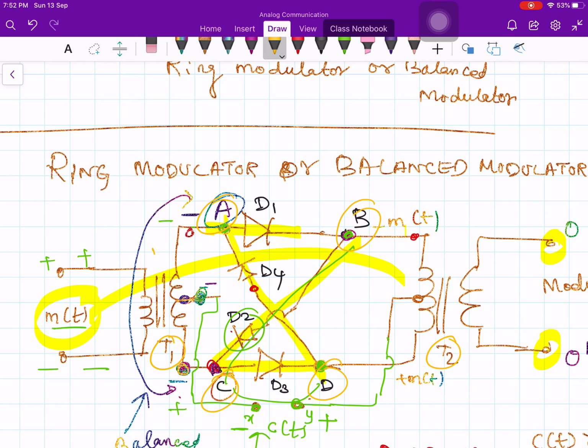And also these diodes should be identical. D1 should be identical with D3, D2 will be identical with D4. If it is ideal, then there is no problem, but if they are not ideal, they should have more or less the same value of the forward resistance. If it has some different amount of resistance, then we will be in trouble. So these two conditions are required to make them balanced. So when we say the circuit is balanced, the two transformers are perfectly balanced, and second, all diodes are identical.